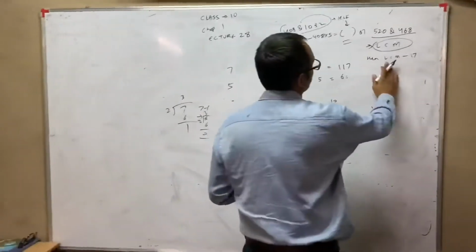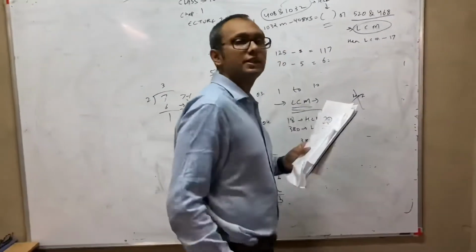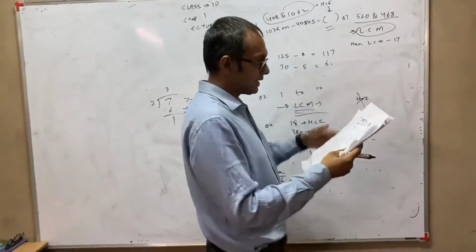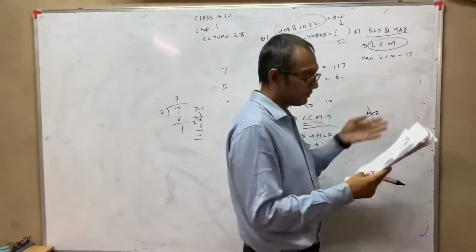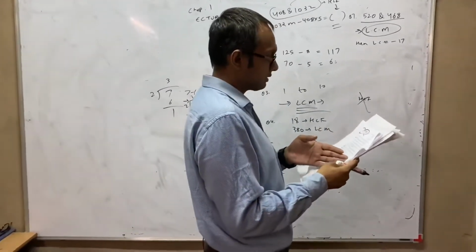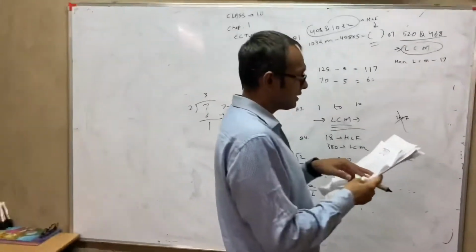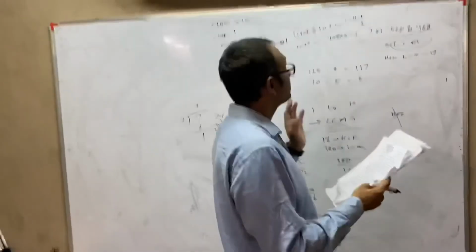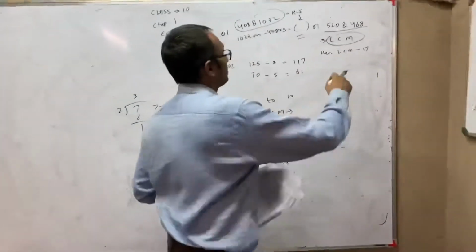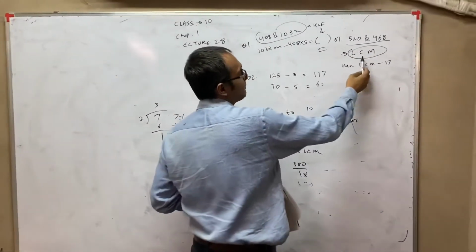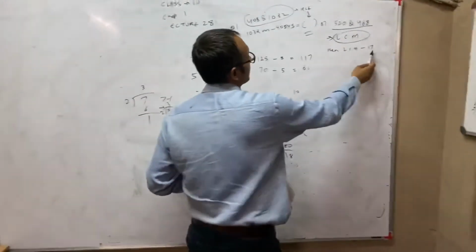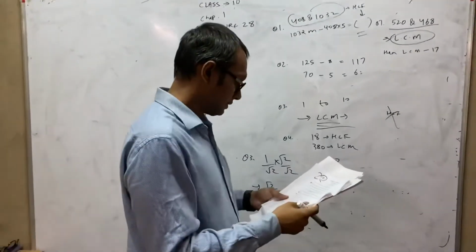Whatever LCM you get, you subtract 17 from it, and this will be the answer, because if you add 17 to that number, then it satisfies the question: find the smallest number which when increased by 17 is exactly divisible by both of these. So again I am repeating, first find the LCM, and after you find the LCM just subtract 17.